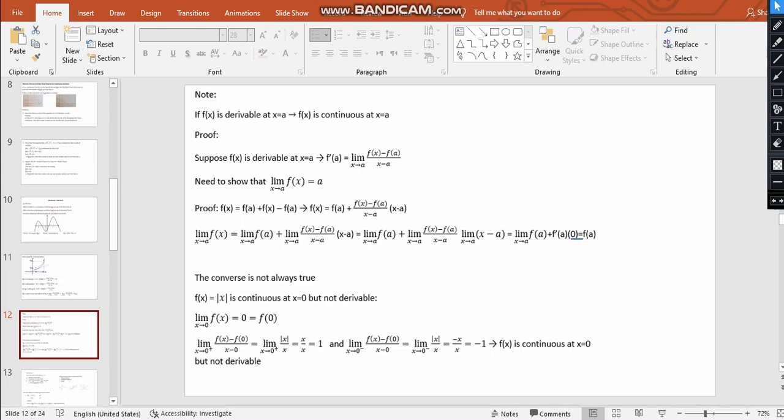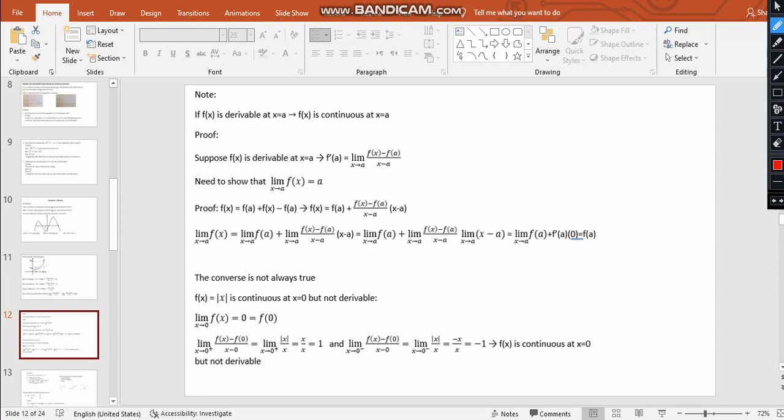Suppose a function is derivable; we want to show it's continuous. To be derivable, f prime of a equals the limit as x tends to a of f of x minus f of a over x minus a, right and left. We need to show that it's continuous, which means the limit as x tends to a of f of x equals f of a.